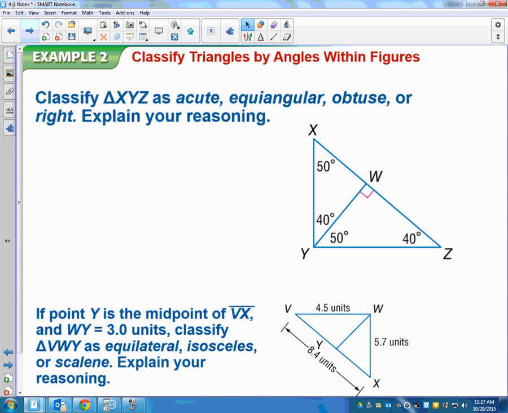And notice that if you remember from chapter 1, when you name a polygon, you name it by its vertices. So a triangle has 3 vertices, so that's why you name a triangle by the 3 points, or where the 3 line segments meet together there.